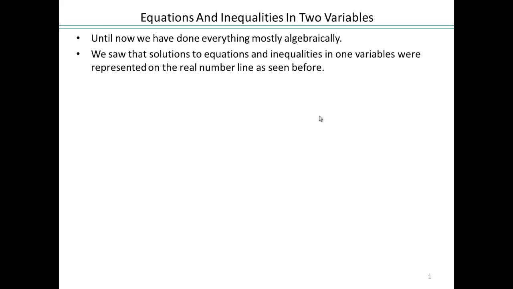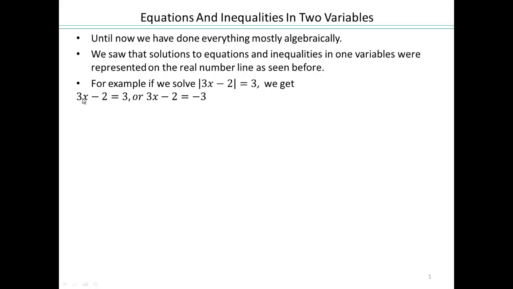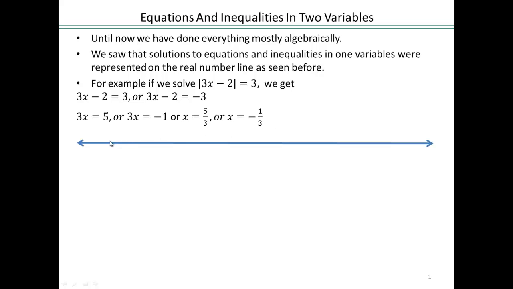We saw that solutions to equations and inequalities in one variable could be represented on a number line as either points on a number line or intervals. So for example, when we solved absolute value equations, we wrote them as 3x minus 2 is either 3 or negative 3, solved for x, and ended up with x equals 5/3 or x equals negative 1/3. These two solutions can be represented graphically on a real number line as follows. You already know how to do this, so this is just a quick review.